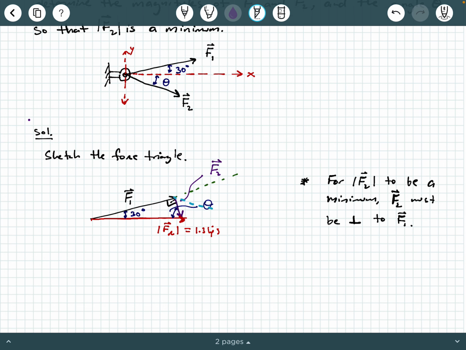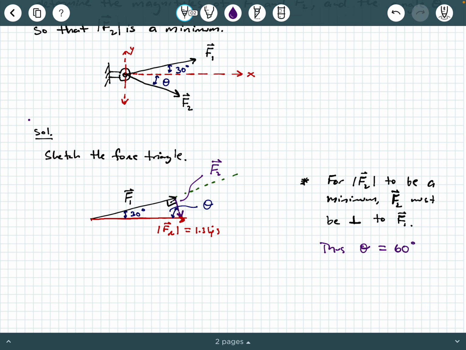Same thing from my original figure. If I stretched F2 out over here and this 90-degree angle all of a sudden got larger than 90 degrees, F2 would be larger. So we can look at this graphically and say, hey, for F2 to be the smallest possible value it could be, it's got to be at 90 degrees here. So what does that mean for this little interior angle? We're going to say thus theta will be 60 degrees.